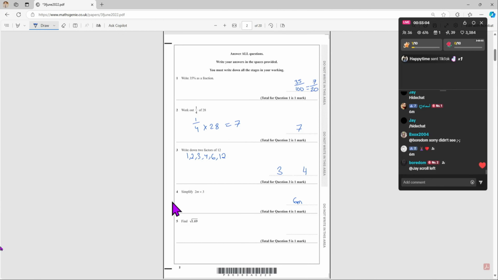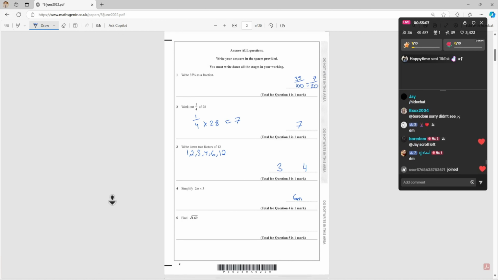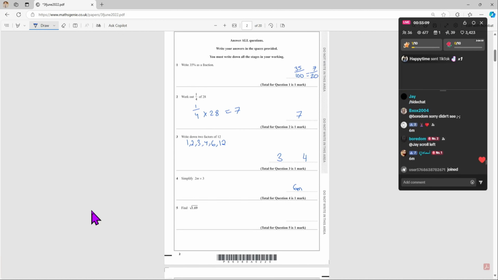And then we have question number 5. We need to find the square root of 1.69. For this question, you can use a calculator, obviously. So what you're going to do is the square root of 1.69 on a calculator. You will get 1.3, and that will be your answer.